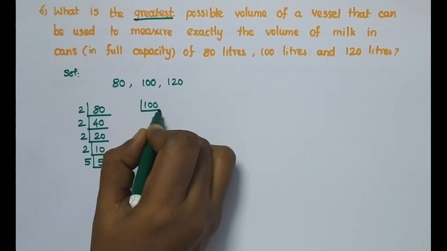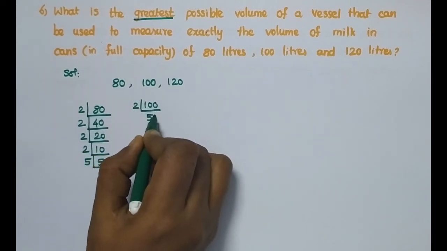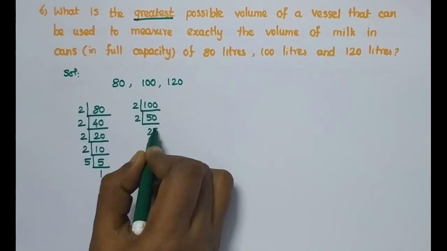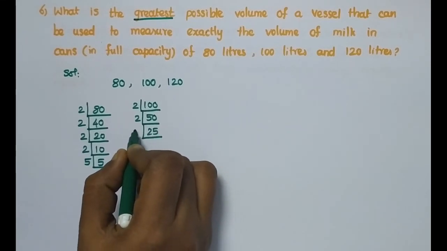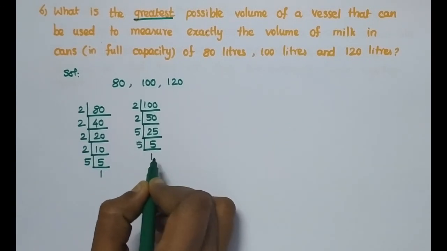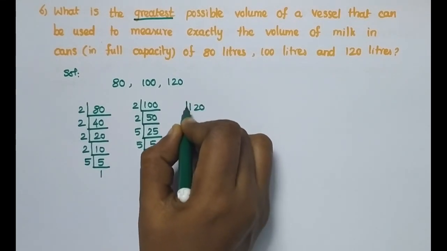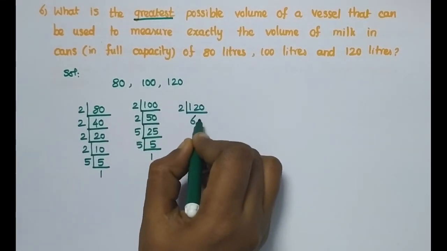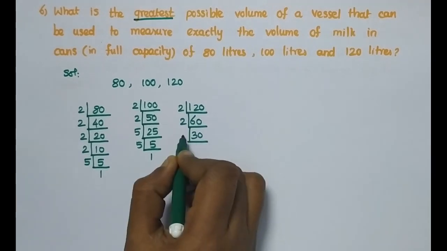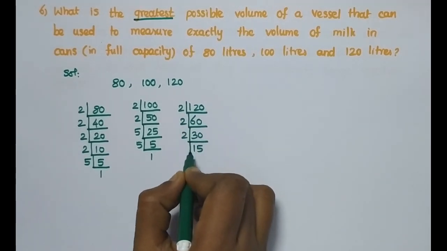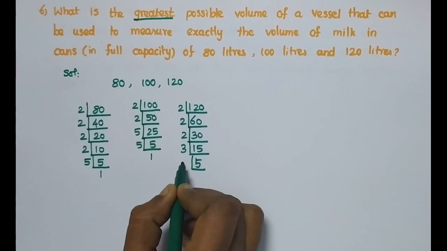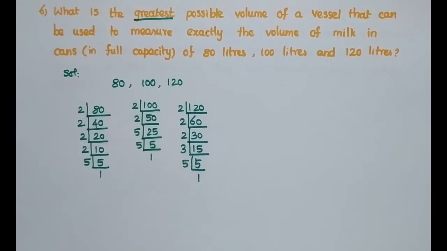Then 100 divided by 2 means we get 50, 50 2s are 100, again divided by 2, 25 2s are 50, it is divisible by 5 times, and divided by 5 means we get 1. 120 divided by 2, that is 60, again divided by 2, 30 2s are 60, again divided by 2, that is 15, here divided by 3, that is 5. Now divided by 5 means we get 1.